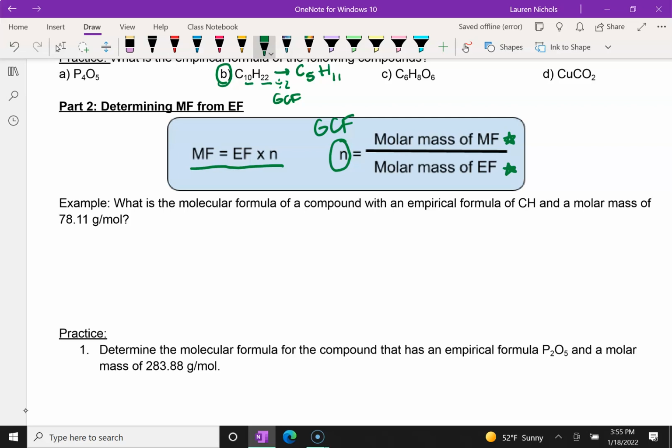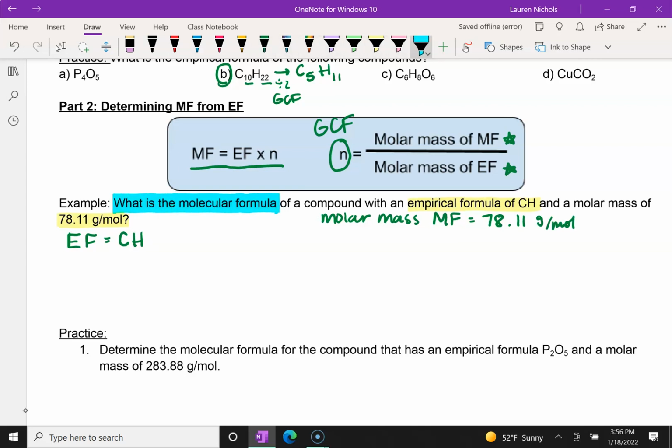So if we take a look at our example, what is the molecular formula of a compound with an empirical formula of CH? So the empirical formula is CH, and the molecular formula has a molar mass of 78.11 grams per mole. Okay, so here are the things that we know. We know that our empirical formula is CH, and we know that the molar mass of our molecular formula is equal to 78.11 grams per mole. Well, we know that if I want to find out the molecular formula, because the question is, what is the molecular formula?